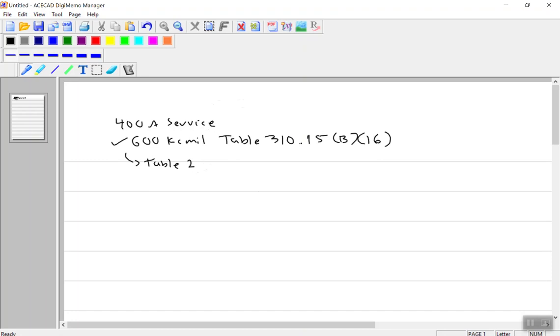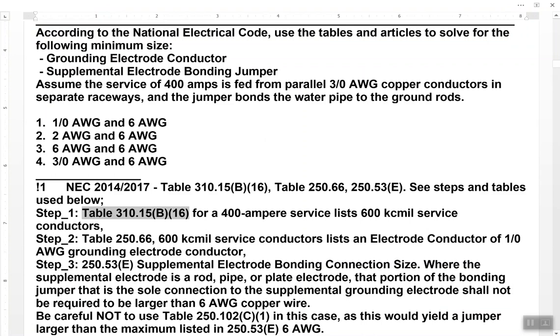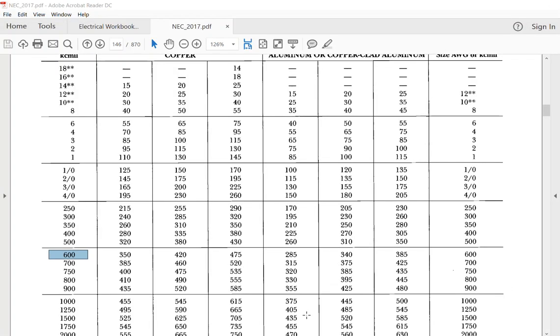Where are we going here? We're doing ground electric conductor. Let's double check. Yes, ground electric conductor. So that's the first thing we're going to do, ground electric conductor. So that's going to be table 250.66. I'm going to turn there in my code book. You turn there in yours.